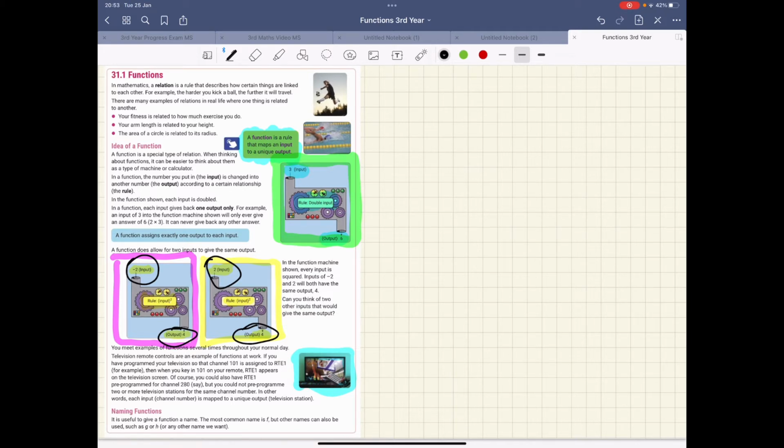Typically speaking, functions are named with the letter f. They come in a few different ways. You can have f(x), or you can have f, colon, x with an arrow like that. That's x being mapped on. But they're all the same thing. When you see f and an x together, you're talking about a function.